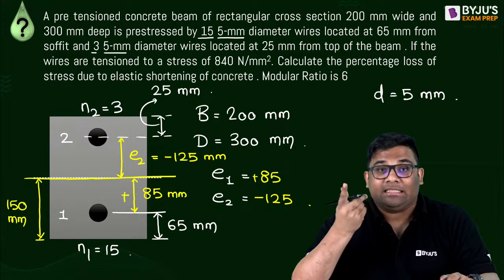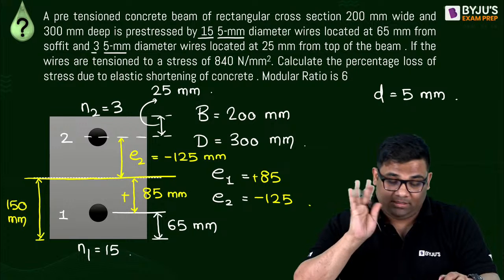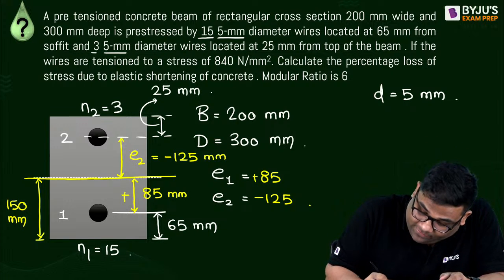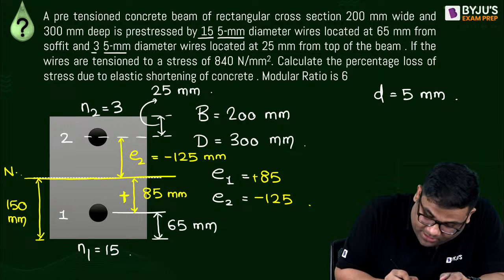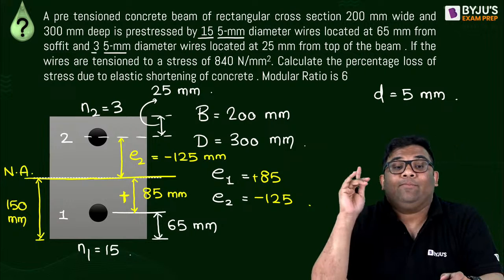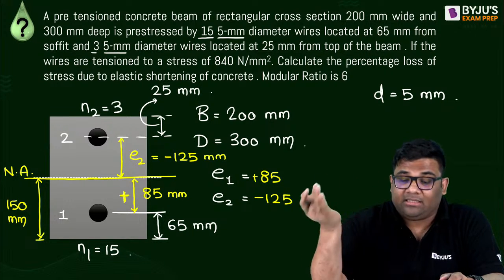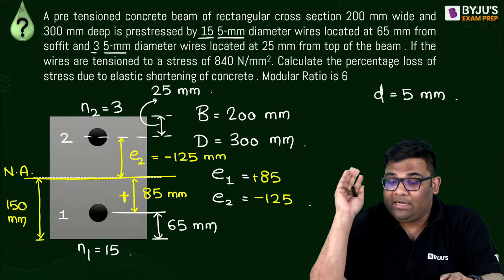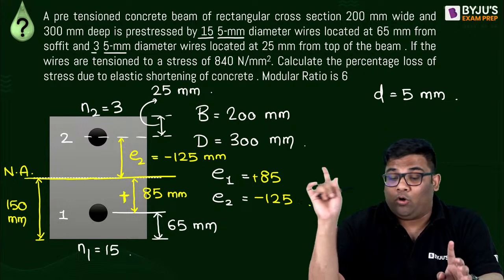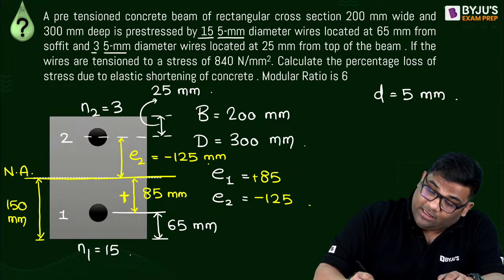Again I will repeat. Here we are taking positive below the neutral axis. So above the neutral axis I will take it as negative. Always follow this. Otherwise you will get wrong answers.